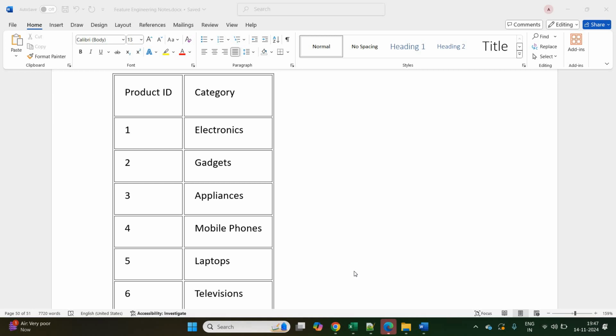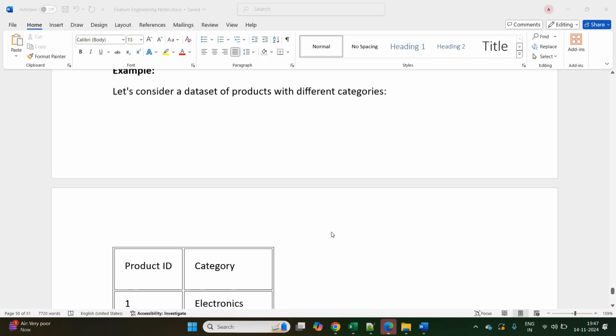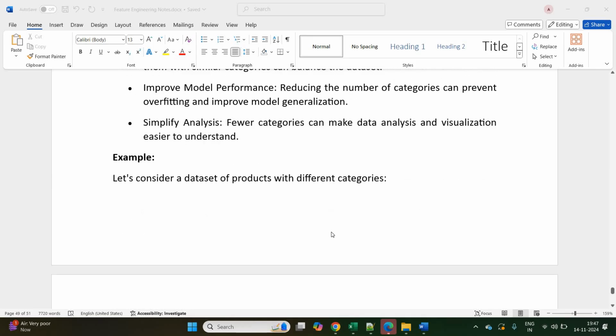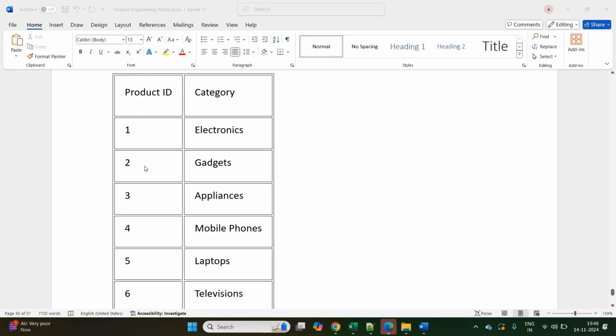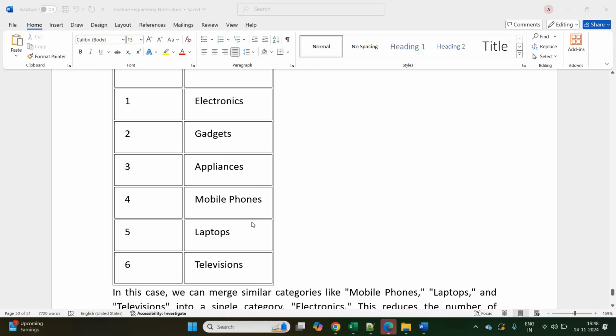Since we can have categorical variables, we must deal with them, so we are discussing different methods of dealing with categorical variables. One of the methods is known as category merging. In case of category merging, I have taken this example. Suppose there are different product IDs that you can see. Product ID 1 for electronics, then gadgets, then appliances, then mobile phones, then laptop and television.